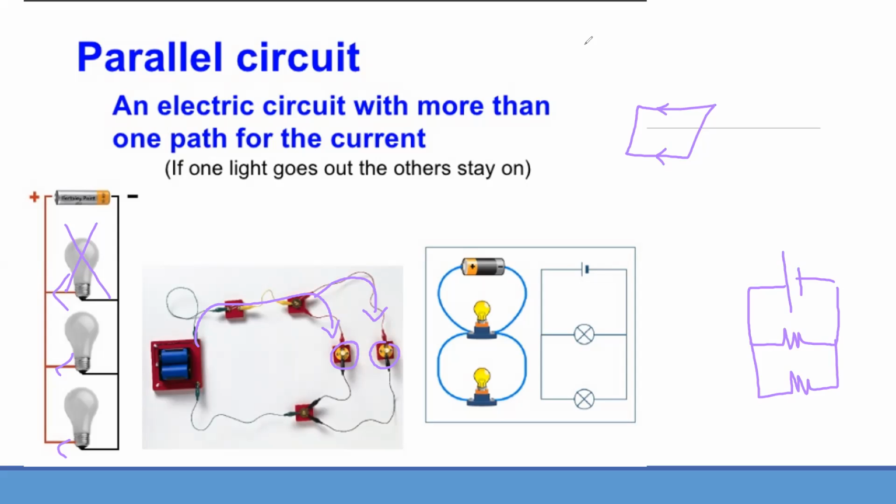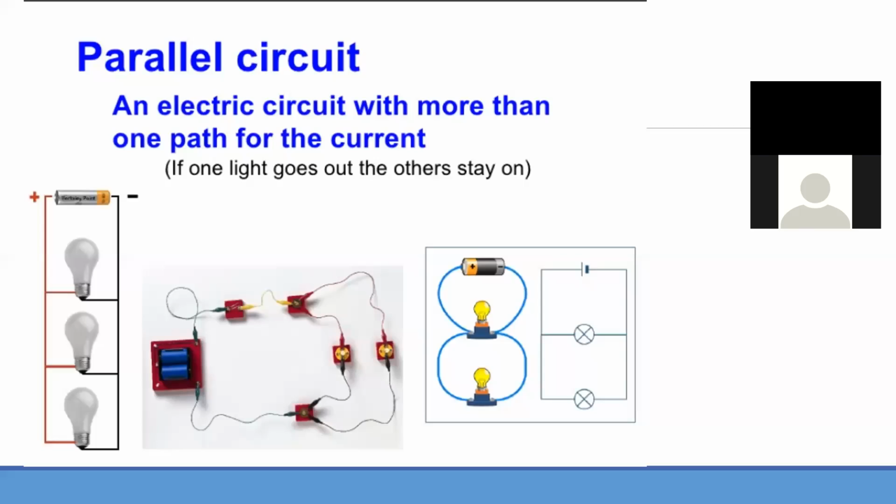The example for the parallel is our home. In our home, if you turn off the kitchen, as an example, that means you didn't turn off the living room, because they are connected in parallel, not in series. In series, that means when you... I'm sorry, let's come back.